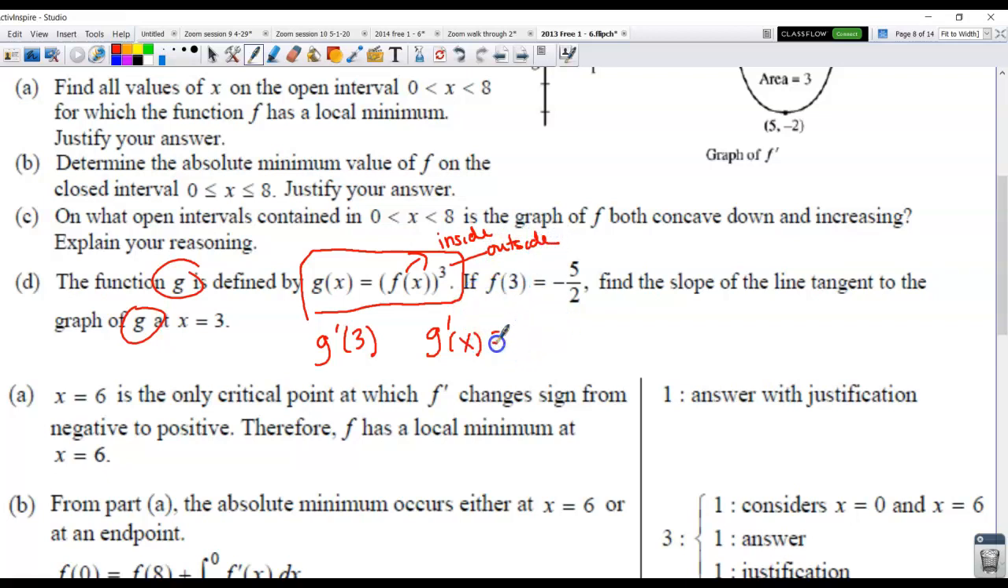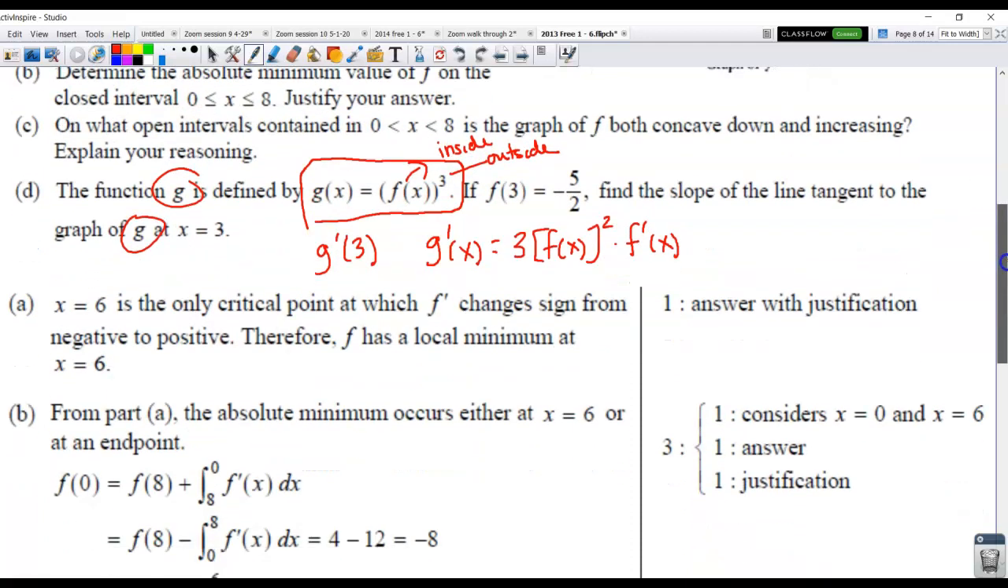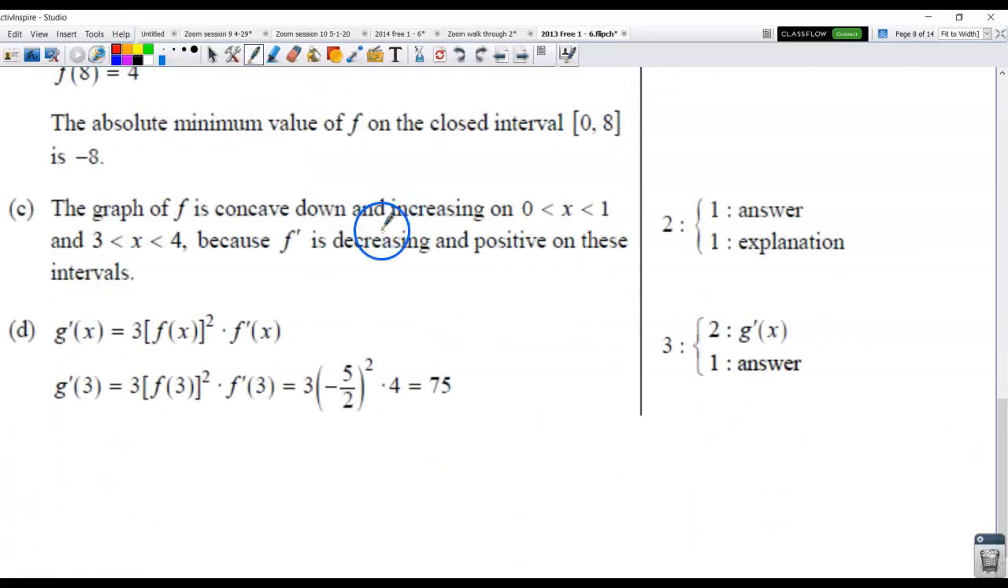So when we perform the chain rule, we do the power rule for the 3. So 3, leave f of x alone to the second power, multiplied by the derivative of the inside, substitute 3, and then get your numbers. So when we go to the rubric down here, you will see the chain rule being applied. So you get 2 points for getting correct g prime. And then at this point right here, you can leave your answer as 3 times negative 5 halves squared times 4. You do not need to get to the 75.